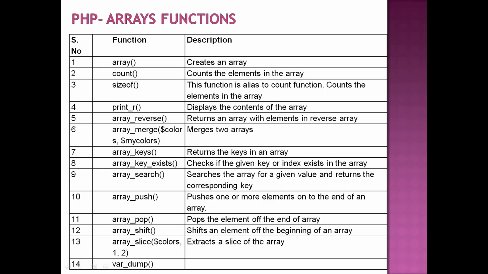Now see the array_slice function. This slice function is used for extracting a part of the array. Suppose here you see array_slice of $colors, 1, 2. That indicates that if your $colors array contains 10 elements, and I want to extract only 2 elements, or a part of the array, as a part of that array, then we need to use the slice function. Okay. So finally the last function is the var_dump function.